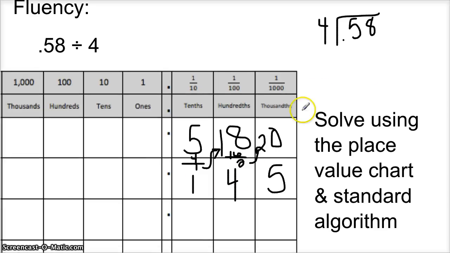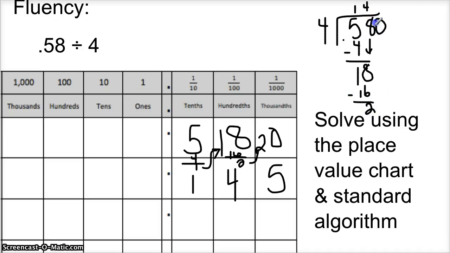All right, here it is in the place value chart. Now I'll work it out using the standard algorithm. 4 goes into 5 one time. 1 times 4 is 4. Subtract, and I get 1. Bring down my 8. 4 goes into 18 4 times. 4 times 4 is 16. Subtract, I'm left with 2.